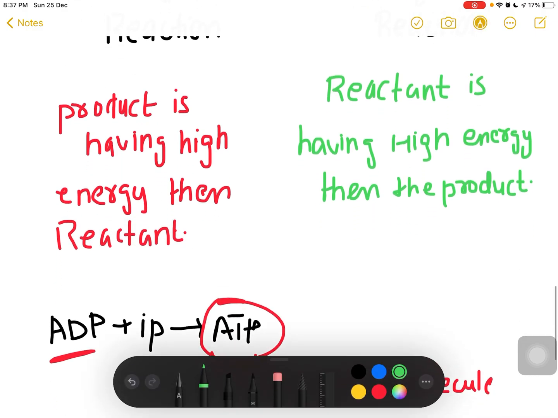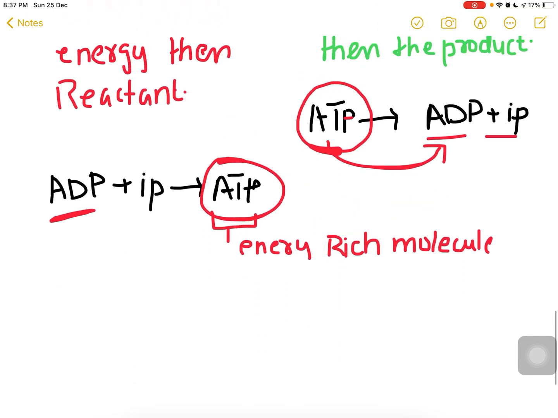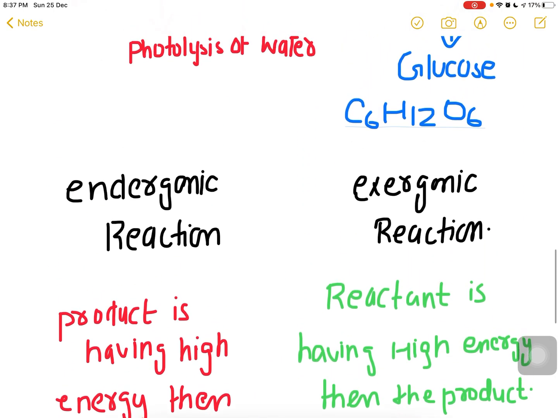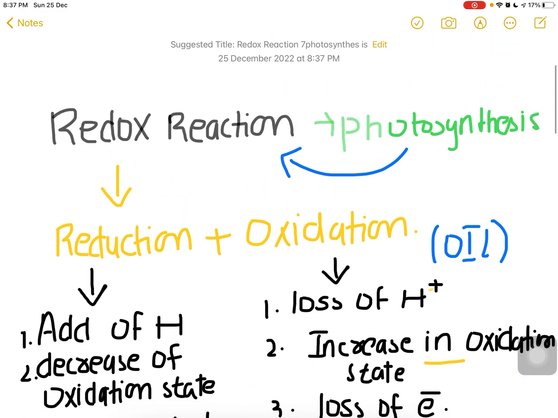What does that mean? Now let me give an example. When ATP breaks down into ADP plus inorganic phosphate, you can see over here ATP is a rich energy molecule, so when it breaks down it will form ADP and inorganic phosphate. So ATP has more energy than the ADP. So I think the concept of endergonic reaction, exergonic reactions, this photolysis and the redox reaction is clear to you.